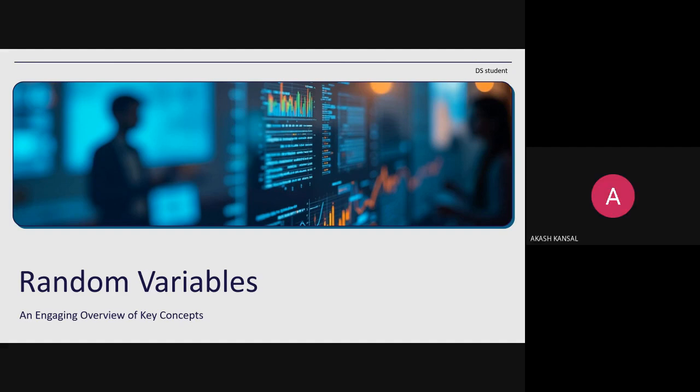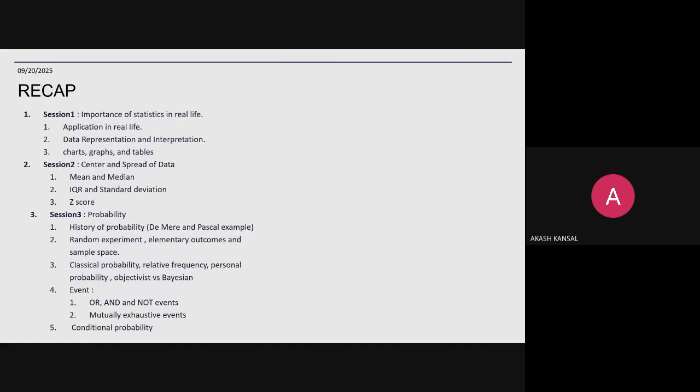Okay, so let's continue. So last time we talked about... So these are the details of sessions, right? In session 1, we talked about the basics, first basics and stats, like the applications in real life, data representations, bar charts, graphs, histograms, and all. In session 2, we covered the center and the spread of the data. So in the center and spread of the data, we covered median, mean, and IQR. IQR is interquartile range. Standard deviation is also used for spread of the data.